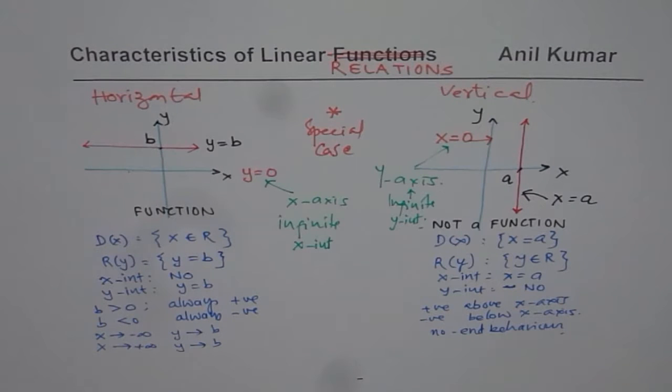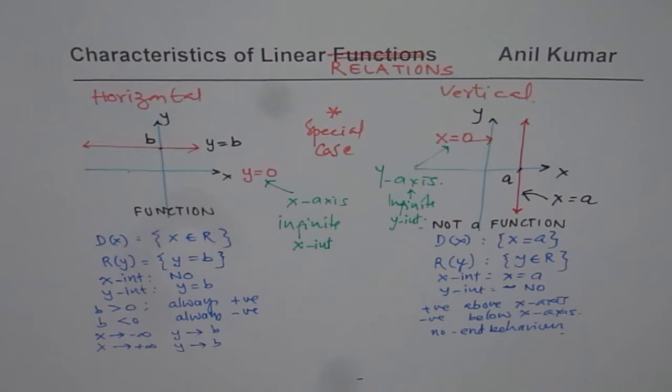So in short, what you gather from these videos is that linear relations may have very different characteristics depending on whether the lines are slanting, horizontal or vertical, and also whether the lines go through the origin or not. That is very important to understand. So depending on the case, we have very different characteristics. Therefore, I'd like you to go through these videos once again and be clear in your mind about their characteristics.